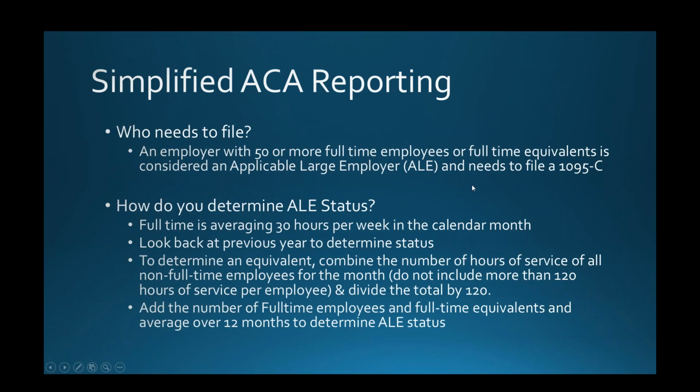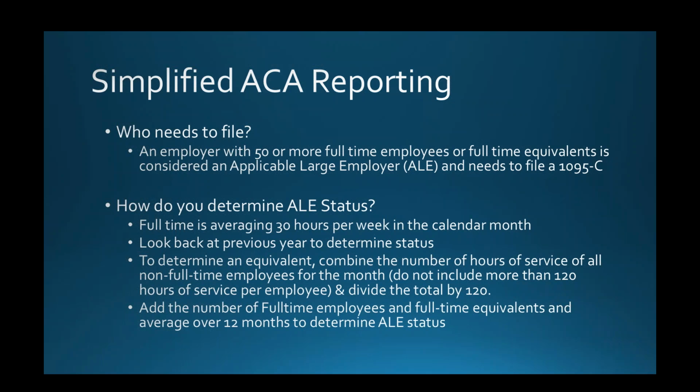What is it? The Affordable Care Act goes by a lot of different names, like Obamacare, various names that people have for it, whether good or derogatory sometimes. But ultimately, who needs to file under the Affordable Care Act? Any employer with more than 50 full-time employees or equivalents is considered an applicable large employer and needs to file 1095-C. So 50 is kind of that magic number. If you're over 50 full-time employees or full-time equivalents, you need to file a 1095-C. If you're under 50 full-time employees or equivalents, you don't have to file a 1095-C.